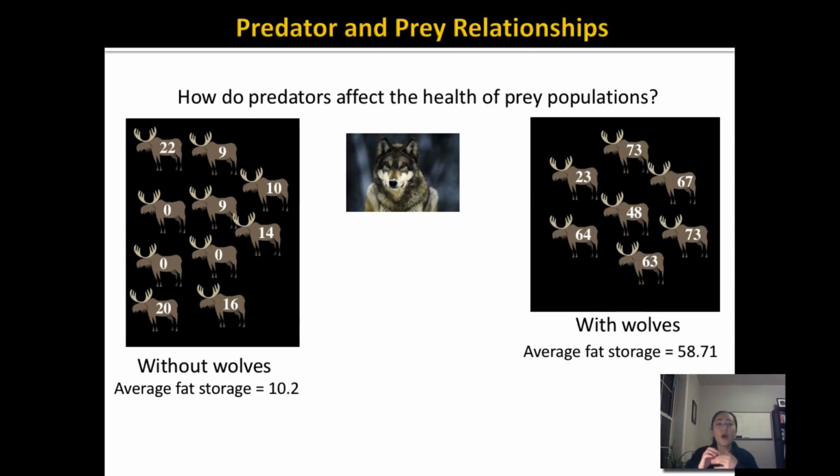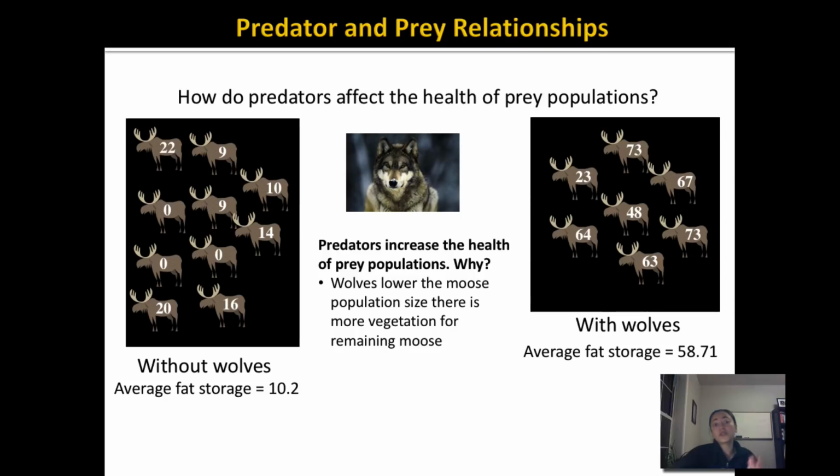So remember, in wild populations, having more fat is more beneficial. It means you're healthier because you have the energy to reproduce better, and you can survive through the winter better. So why does the presence of wolves increase the health of populations? One thing that might be obvious to you is that wolves lower the moose population, right? So if there's more wolves present, there's less moose present, so there's more vegetation for the remaining moose. So this allows them to gain more fat.